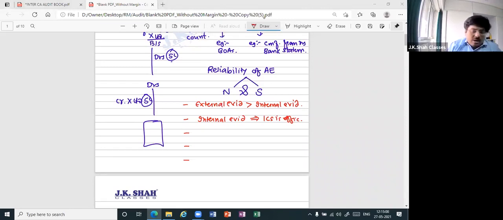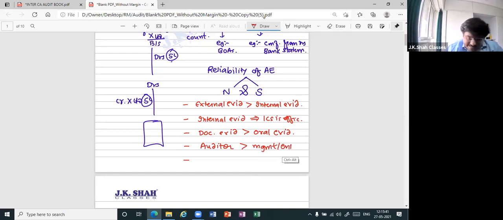Perfect. Okay. Oral evidence is more reliable or documentary? Correct. So can I say documentary evidence is more reliable than oral evidence? Audit evidence obtained by the auditor himself is more reliable or obtained from the management himself? Why? If you get it from the management, they can easily manipulate and give it to you, no? So ultimately, what is more reliable? Audit evidence obtained by the auditor himself is more reliable than anything obtained from the management or entity.